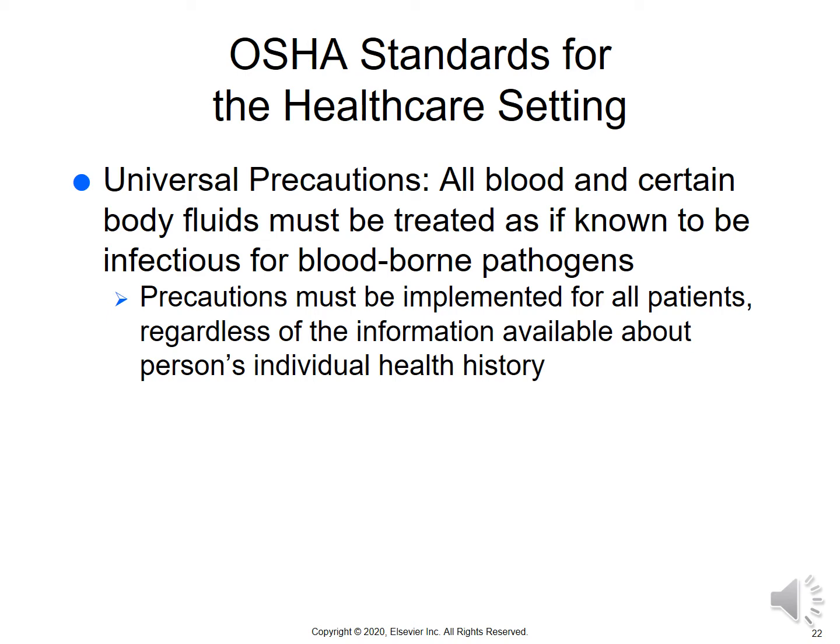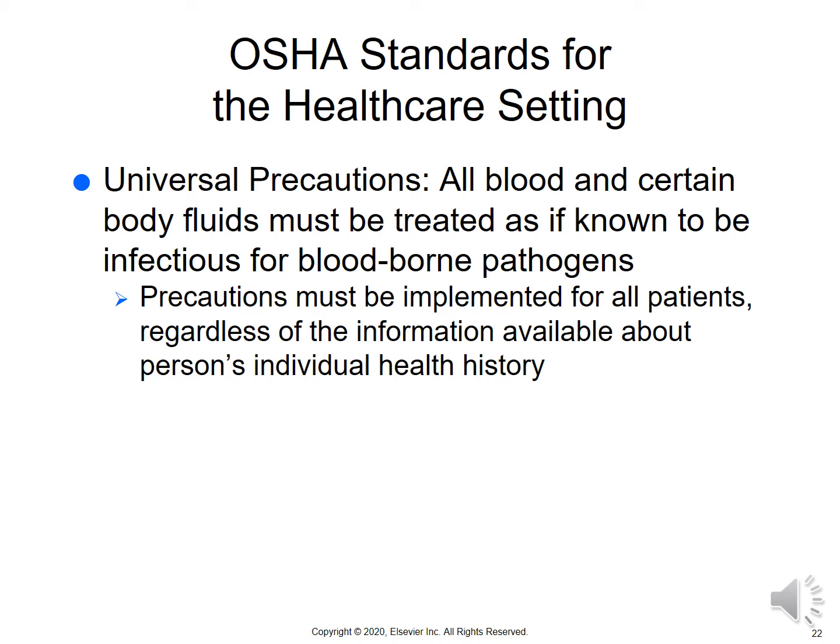So in 1987, in response to concern about the increasing prevalence of HIV and hepatitis B, the CDC recommended a new approach to potentially infectious materials called universal precautions. The underlying concept of universal precautions is that because healthcare workers do not know whether a patient has an infectious organism, all blood and certain body fluids must be treated as if they contain infectious bloodborne pathogens. Therefore, precautions must be implemented for all patients regardless of the information available about that person's health history. In turn, universal precautions protect patients from any bloodborne infection the healthcare worker may carry.